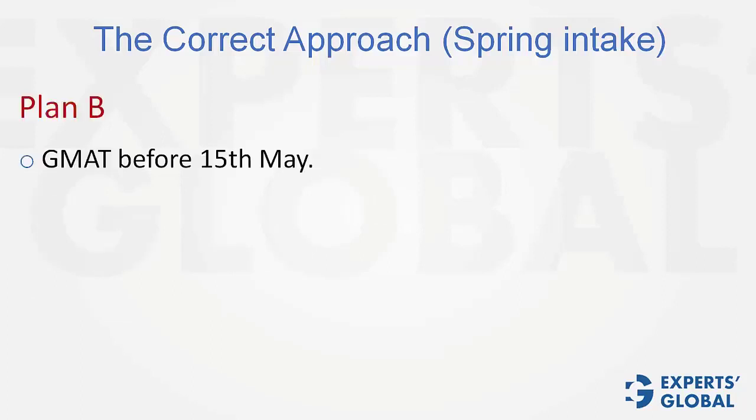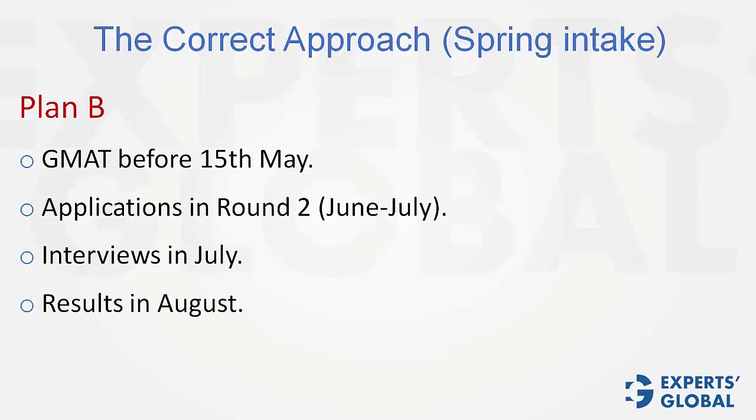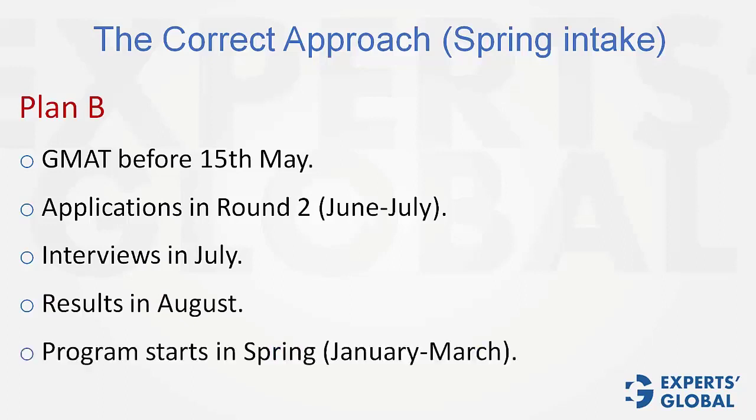Plan B is to take GMAT by 15th of May. Target the Round 2 deadlines, which are generally in June and July. Interviews would happen in July. The results would be out by August. The program would start in spring. For both the intakes, fall as well as spring, I have not discussed the Plan C, which is about targeting the third cycle. That should be avoided.